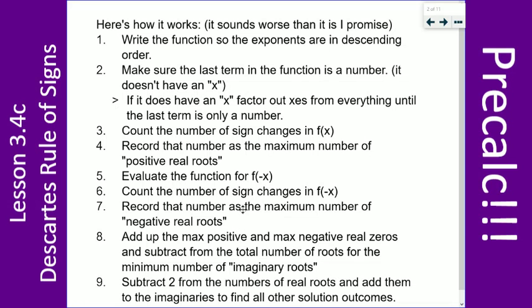So we have a maximum number of positive real roots and a maximum number of negative real roots. Then we're going to add up the maximum positive and the maximum negative real zeros, and then subtract those from the total number of roots for the maximum number of imaginary roots. Or excuse me, minimum number of imaginary roots. From there, we're then going to take a look at all the real roots that we have, and we're going to subtract 2 from it and get different possible outcomes. Okay? Again, we're trying to figure out ways that we can help to limit the number of options that our function is going to have.